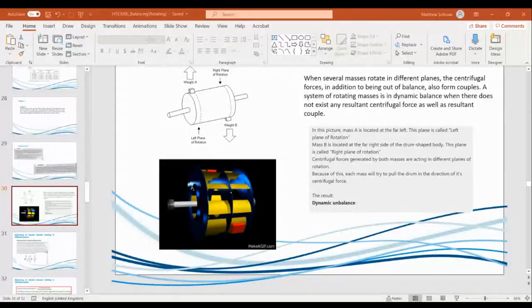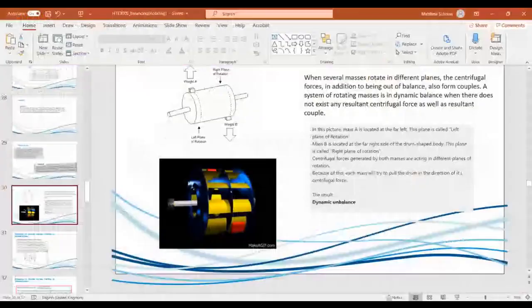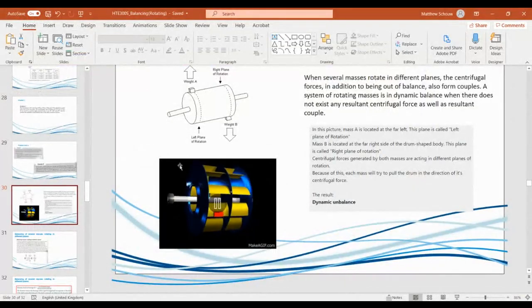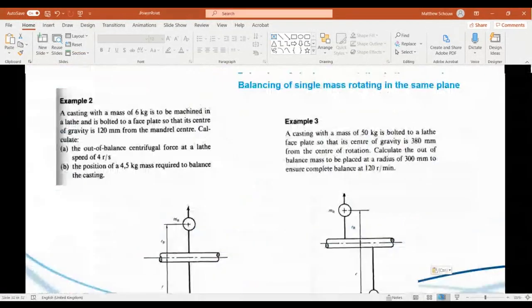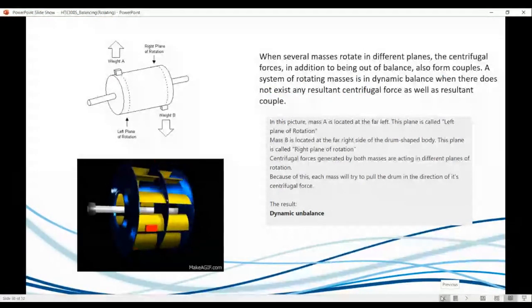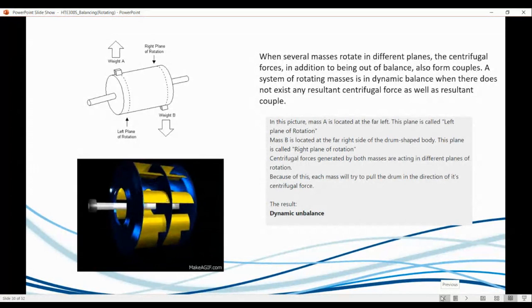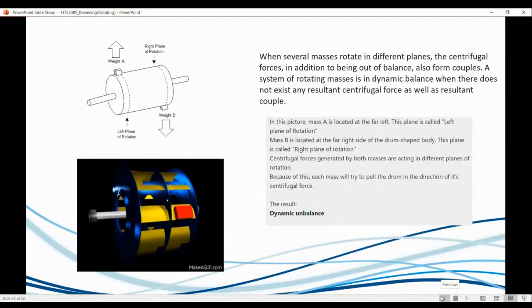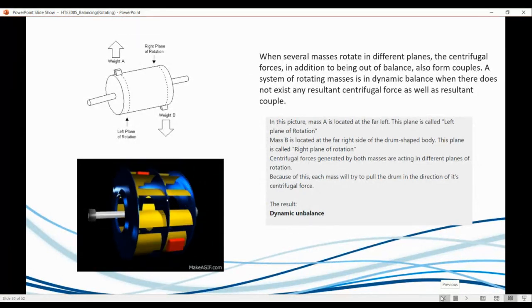So, guys, where are we? So now we're talking about dynamic imbalance, right? So remember what we talked about. So this one we're concerned with the horizontal and vertical planes here.